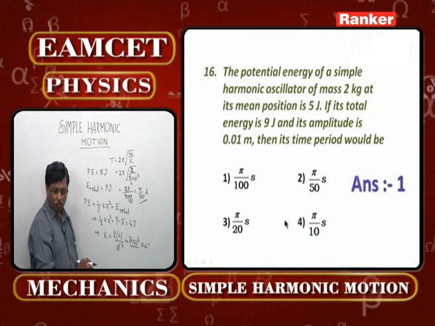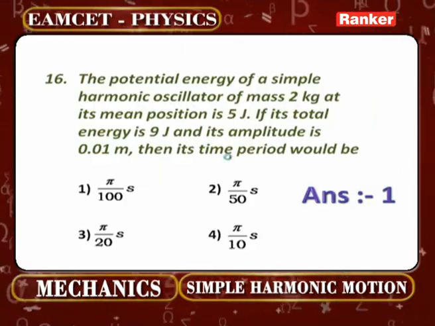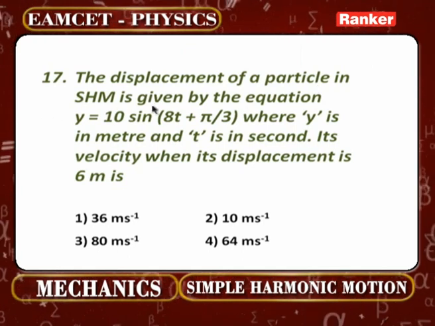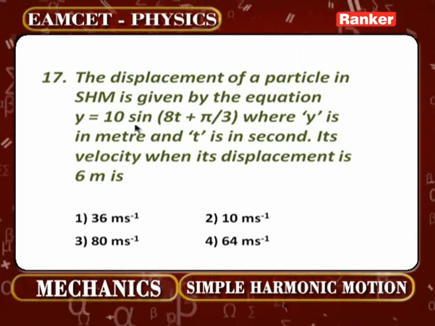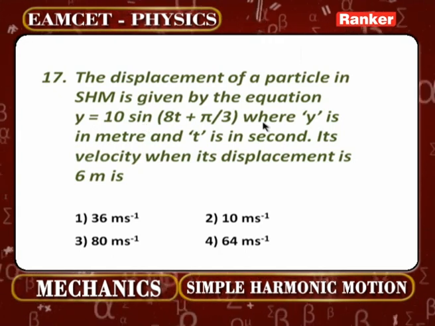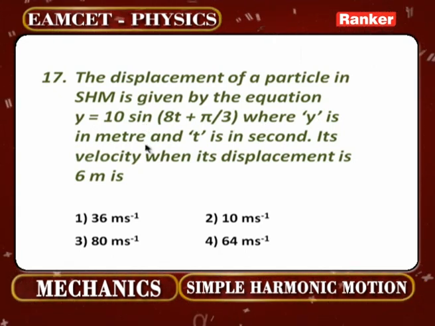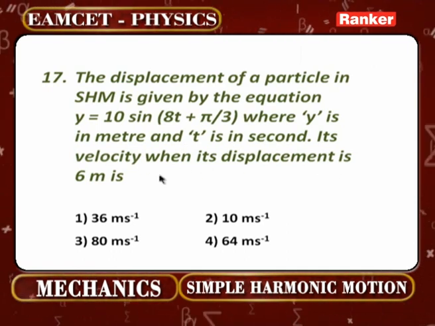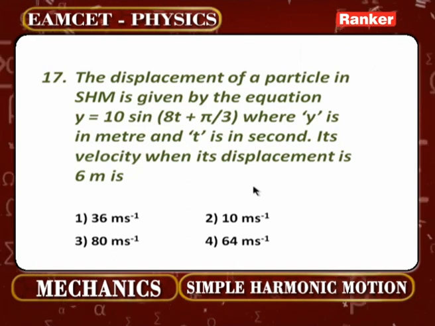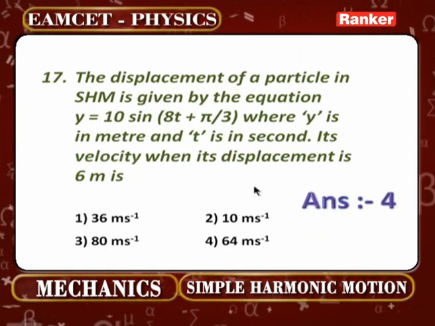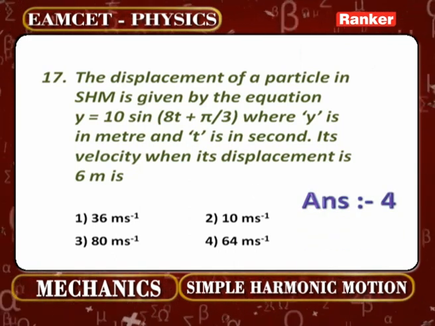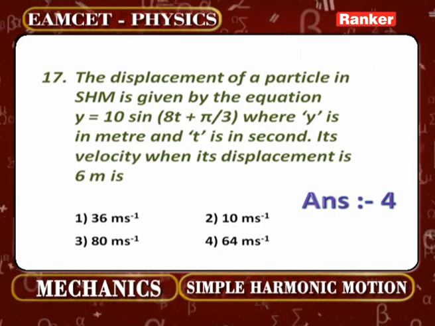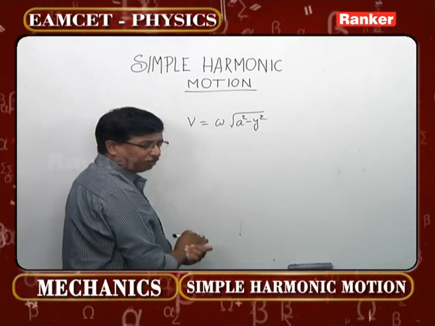Right? Now let us go to the next number, that is problem number 17. The displacement of a particle in SHM is given by the equation y is equal to 10 sin(8t plus pi by 3), where y is in meter and t is in second. Its velocity when its displacement is 6 meter is a direct application of the formula. In fact, all of you know pretty well velocity by this time, already you are all familiar with omega root a square minus y square.